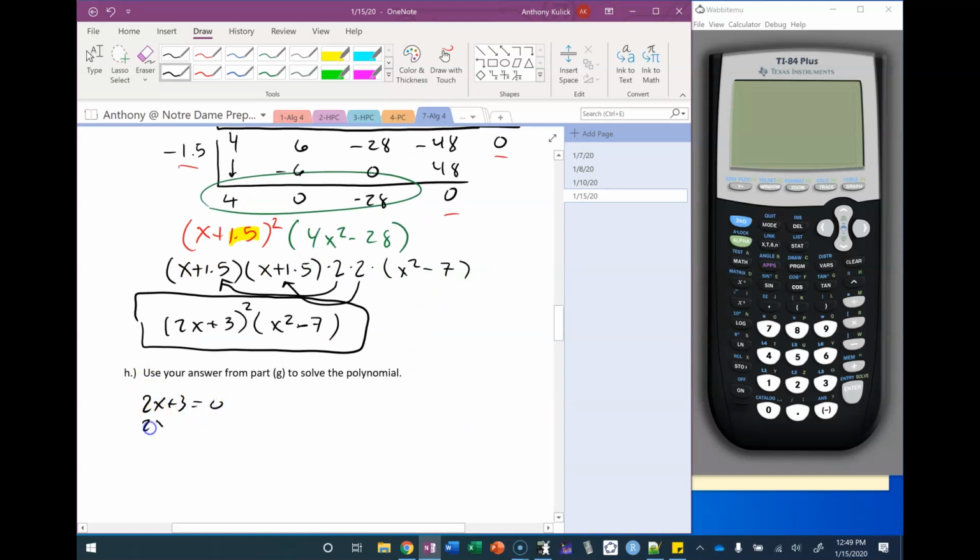So then I take each of these factors and set them equal to 0. So this one I get negative 3 over 2 for each of those. This one I'll add the 7 over, and then I square root both sides to get me x equals plus or minus square root of 7. So there's my 4 solutions.